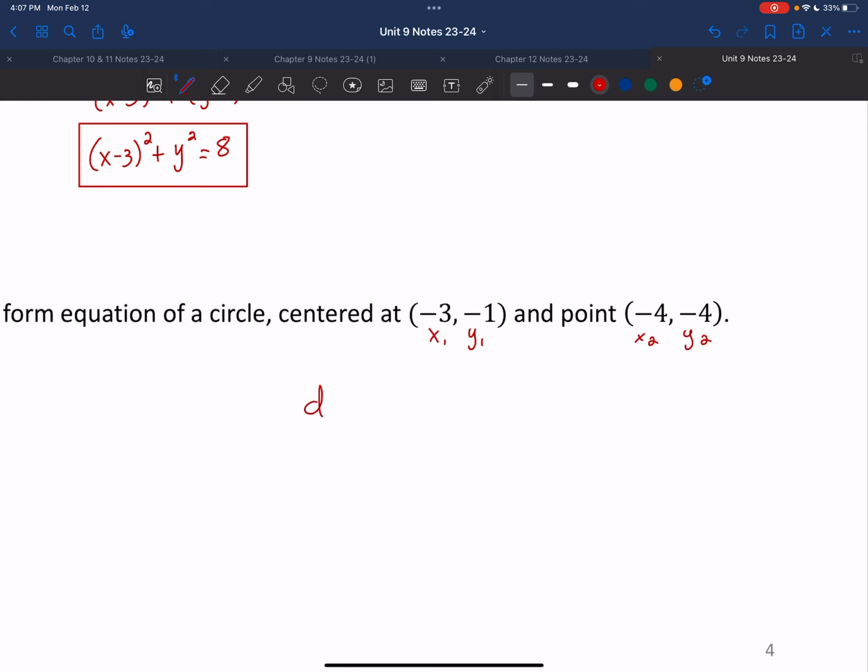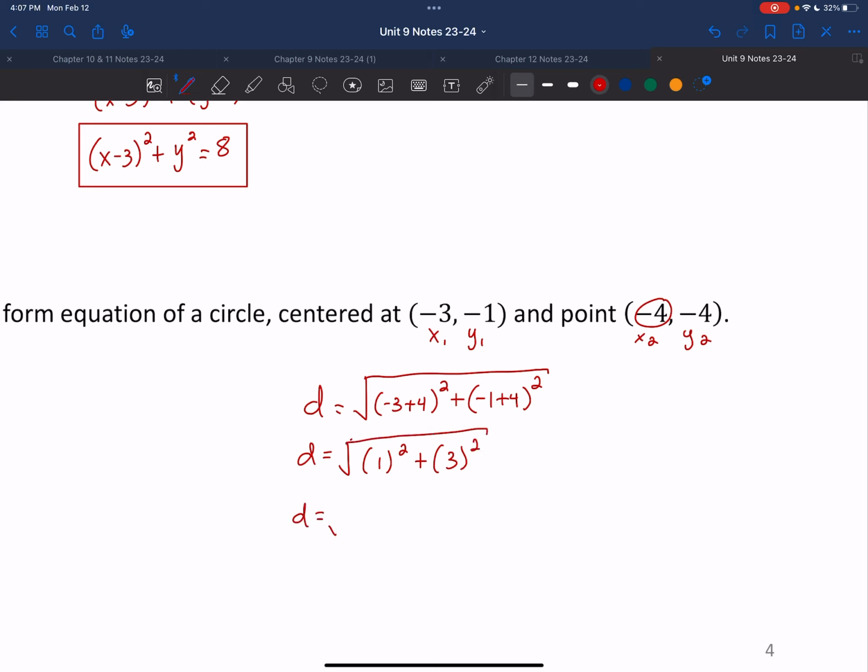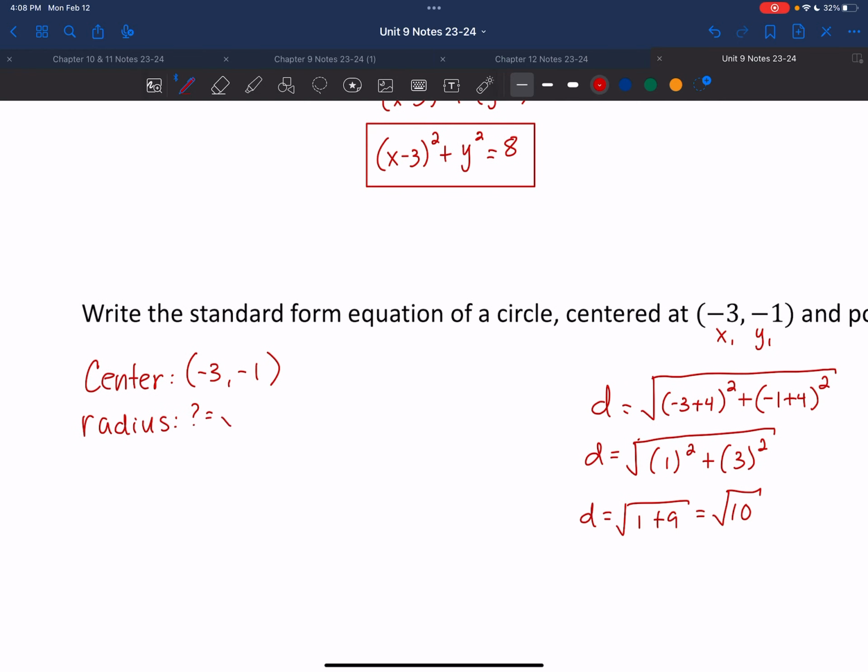And so I'm going to have the square root of -3 minus -4. Minus a -4, that means I'm going to be doing plus 4, squared, plus -1, again minus a -4, that means plus 4, squared. If I simplify this, I'm going to have 1 squared plus 3 squared. That gives me 1 plus 9, which gives me the square root of 10. So my radius is equal to the square root of 10.